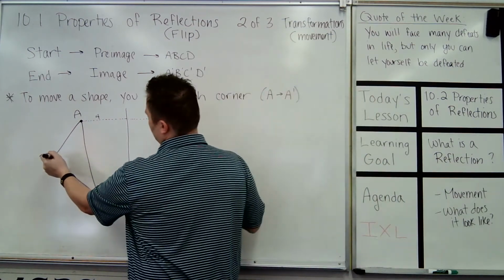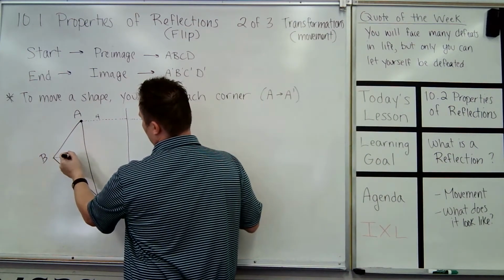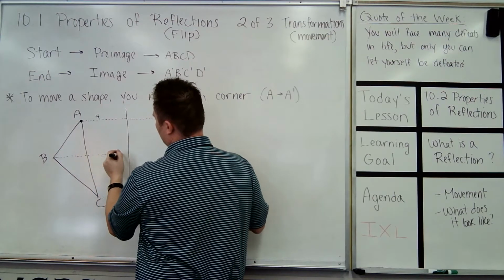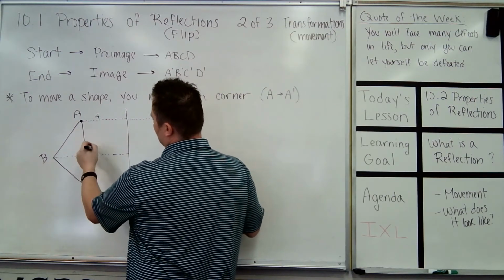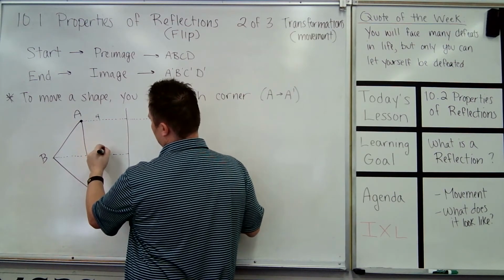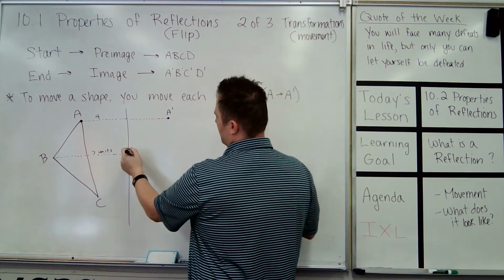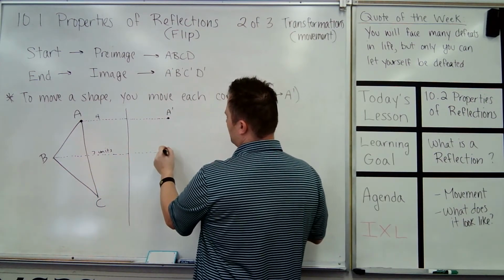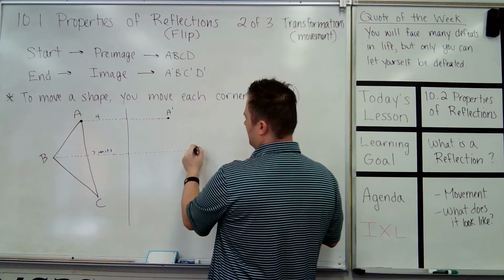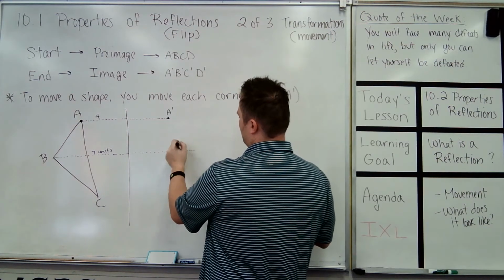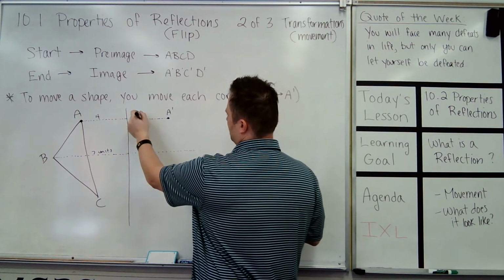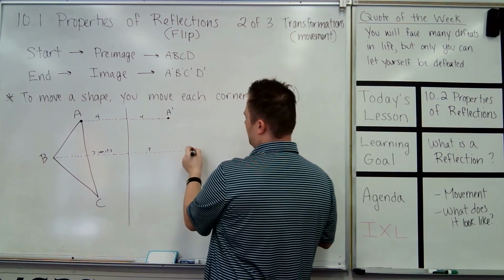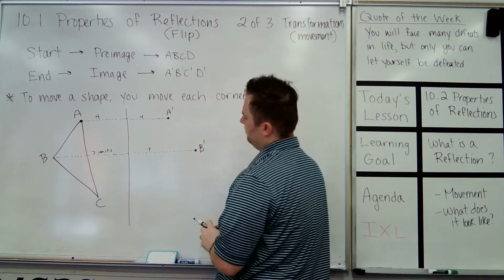B, which is further away, would appear further away if this were a mirror. And we'll say that maybe this is 7 units. Which means that the distance on the other side would also be 7 units, right? This is 7, this is 4. And this will be labeled B prime.